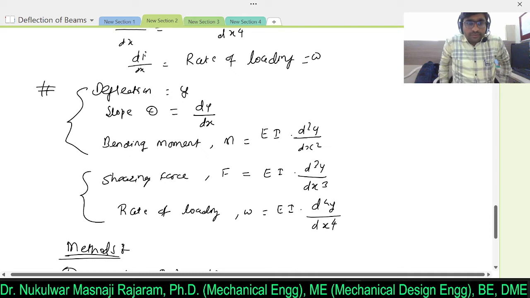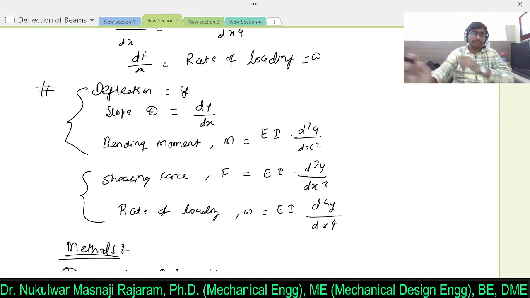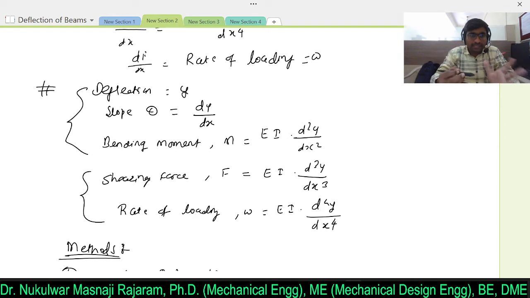Today we are going to learn the slope, deflection and bending moment when a beam is acted on by a point load at the center. In the last lecture we already saw the relation between the deflection, slope, bending moment, shear force and rate of loading. So I am sharing this screen to give an idea of the relation between the deflection, slope and bending moment.